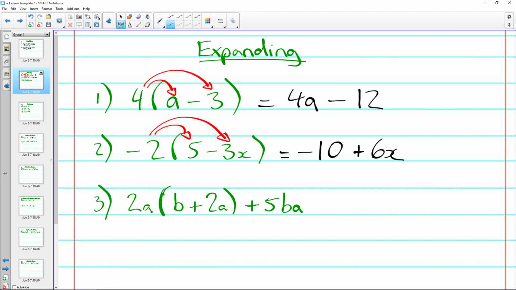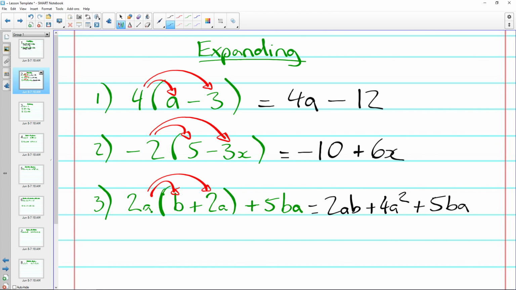And on this last one, again, we'll just expand it to start off with. So 2a times b equals 2ab, and 2a times 2a equals 4a squared, and then we also have that plus 5ba at the end. We're not multiplying that by 2a, because we see that 5ba is disconnected from the bracket. So we're just going to put plus 5ba at the end.